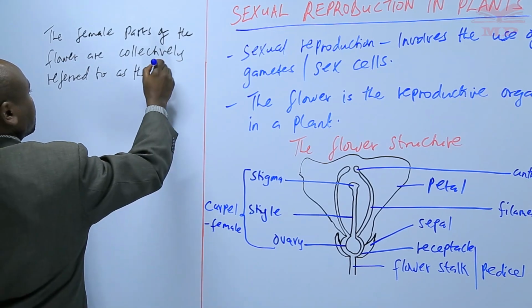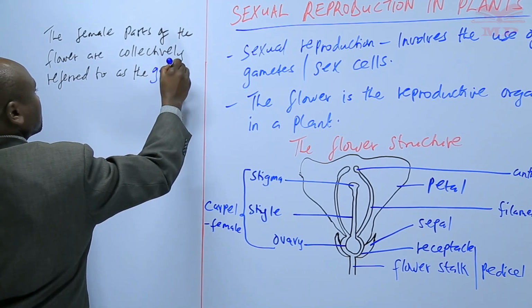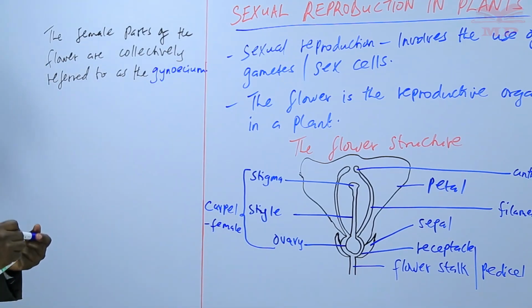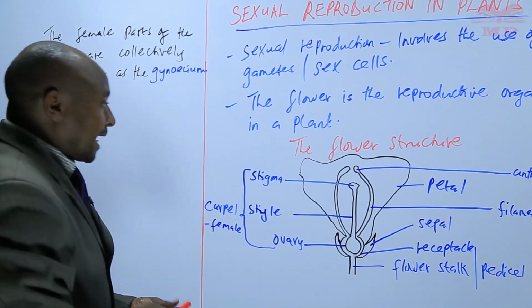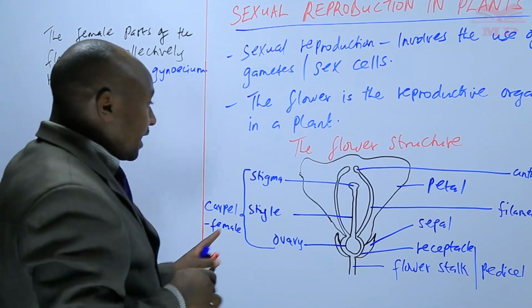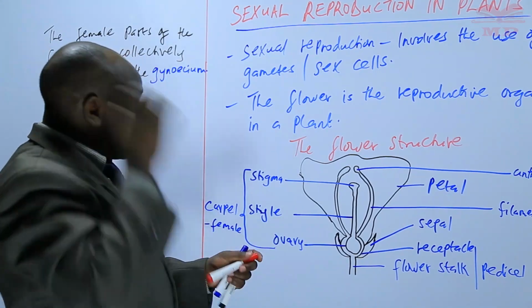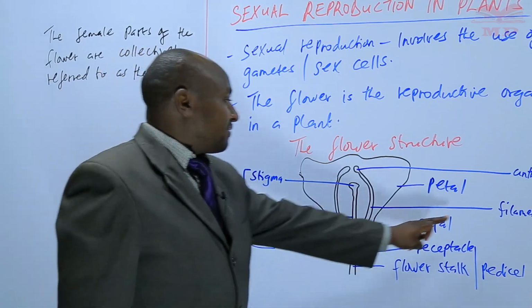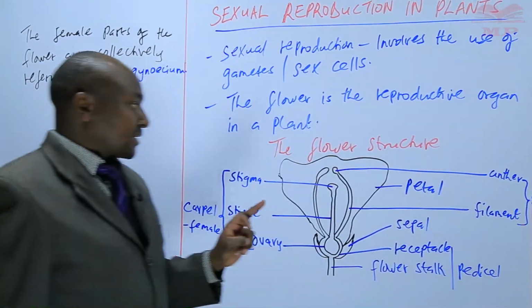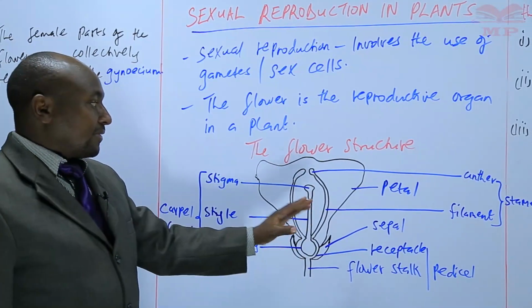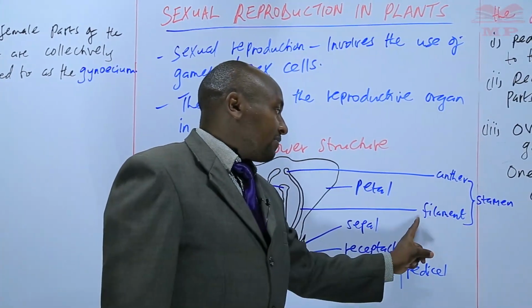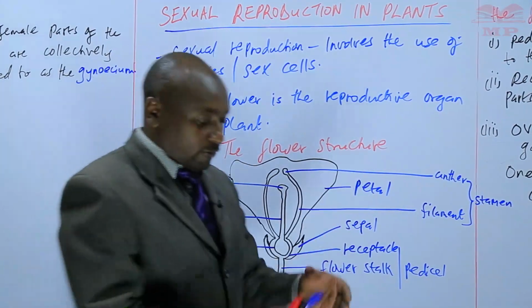Gynoecium. So that is all the female parts of the flower. Now I want to go to the male parts. And the male parts, as I've indicated here, we have the filament and the anther. The filament and the anther collectively form a stamen. So one filament and one anther form a stamen.